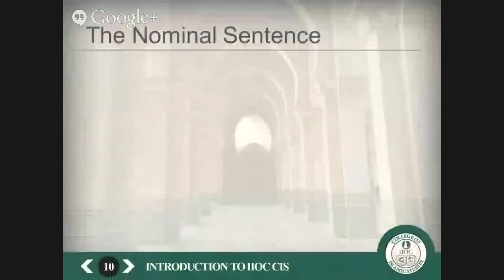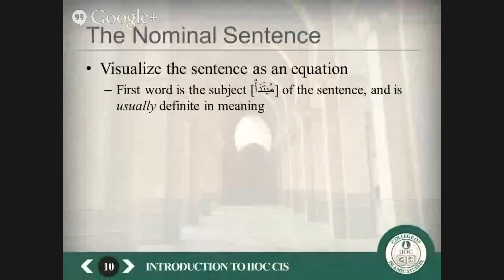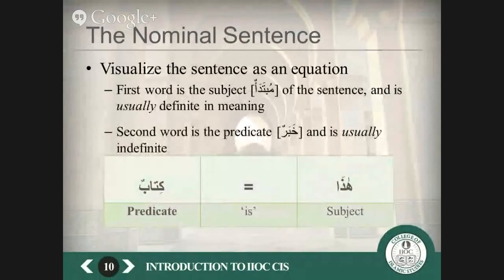Okay. Another way to think about it, if you want to visualize the sentence like an equation, right? If you're mathematically inclined or you're an engineering major or something like that, this might help you. So you got hadha and kitabun. You write them together and you got this equal sign coming in between. So just imagine hadha equals kitabun. This is a book. This sentence that we're talking about here, the first part of the nominal sentence, is called the subject or the mubtada. This is the subject of the sentence. This is the predicate of the sentence.